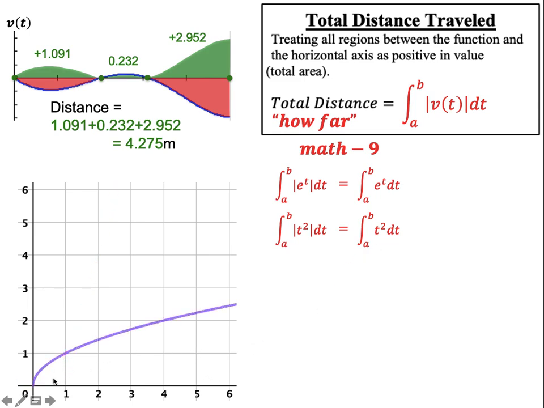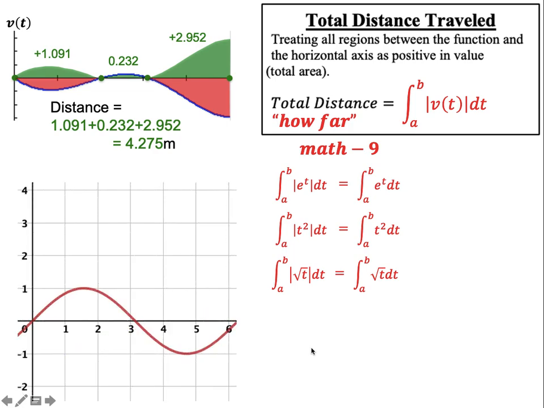Another function that behaves the same way is the square root. So again, always positive. It's not crossing the horizontal axis at all. We can just drop those absolute value signs, convert that to t to the half power, and do our regular integration. And then they might give you something like this.